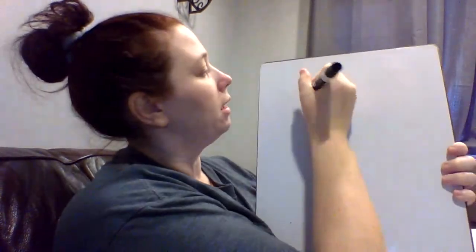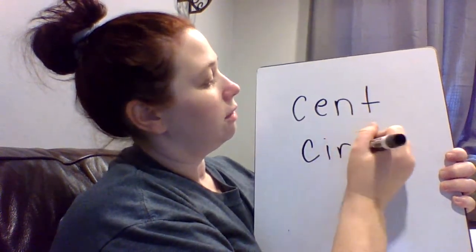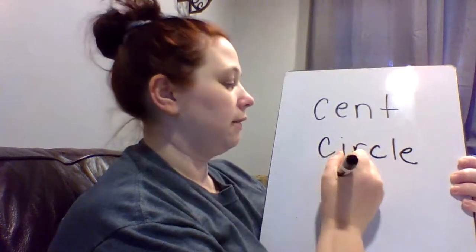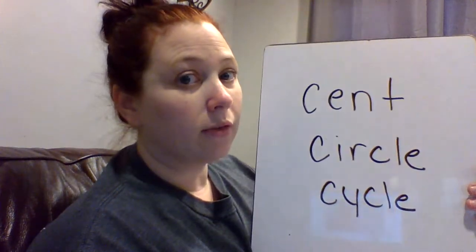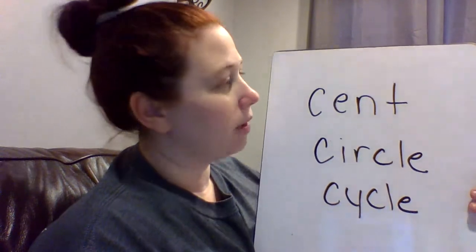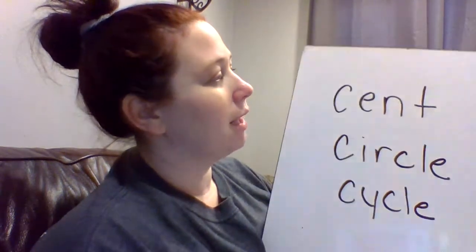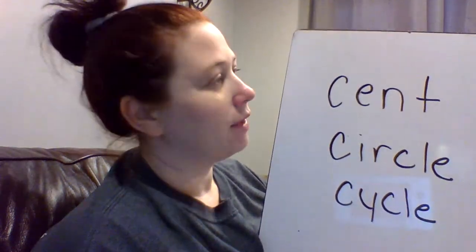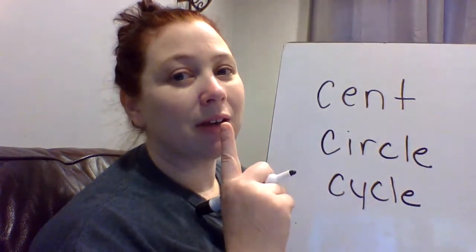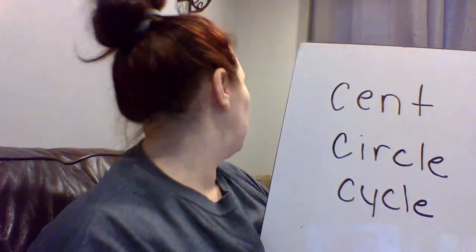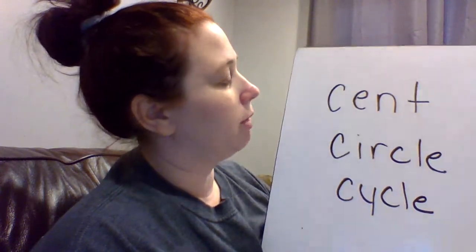Let's go this way. We have scent, circle, and cycle. Let's say these words together. Scent, circle, cycle. What do we notice about all these, the beginning sound in all of these words? What letter are you seeing that's making that sound? It's a C, right? We're used to C making the K sound, but sometimes the C makes a S sound. And in that case, we call it a soft C, or cedilla is the word that we use because of how we code it.